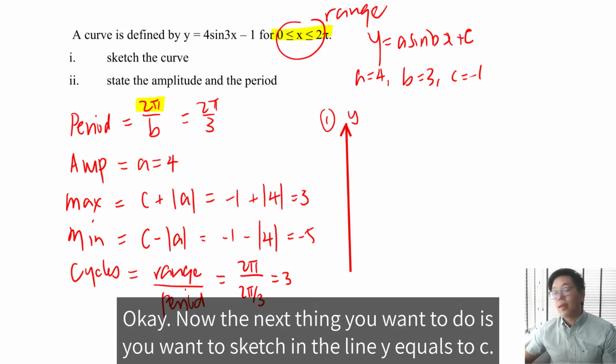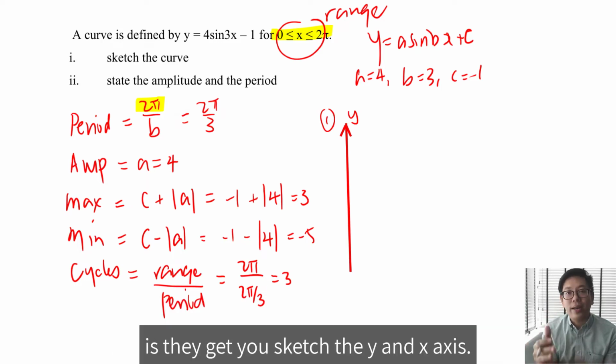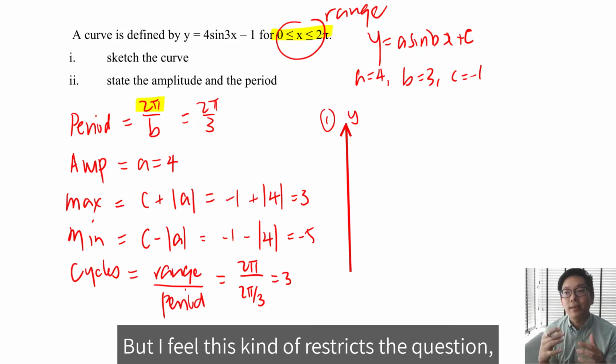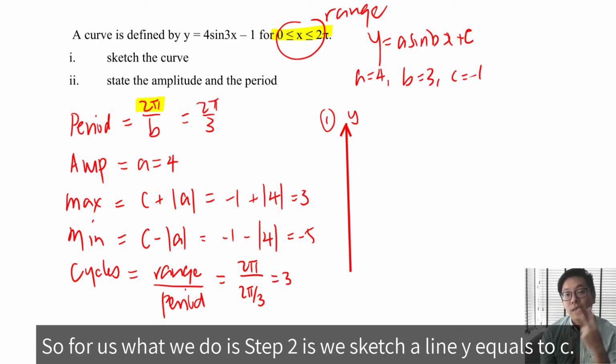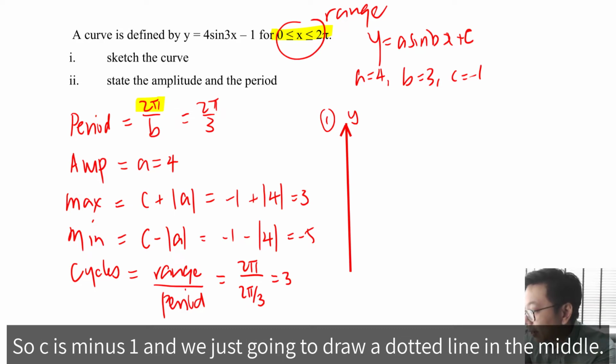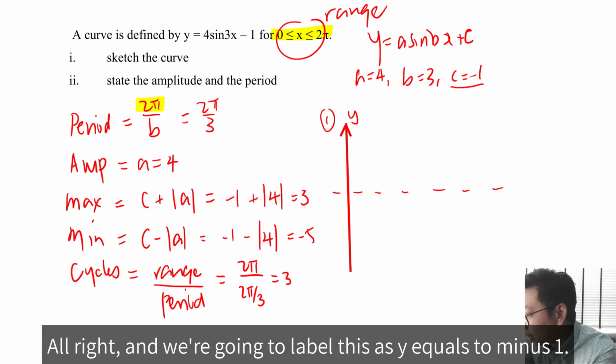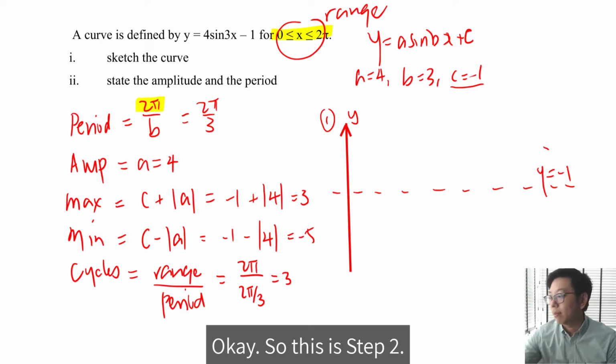Now the next thing you want to do is sketch in the line y equals c. What you usually do in school is they get you to sketch the y and x-axis, but I feel this kind of restricts the question. It makes it a bit difficult to sketch. So for us, what we do with step 2 is we sketch a line y equals c. So c is -1, and we're just going to draw a dotted line in the middle, and we're going to label this as y equals -1. So this is step 2.